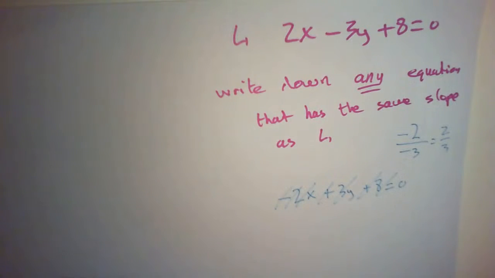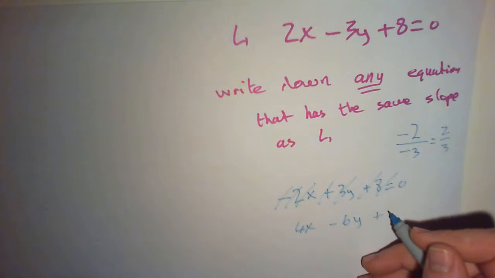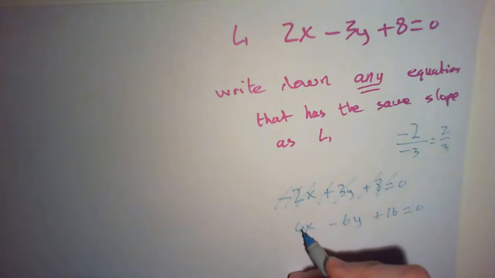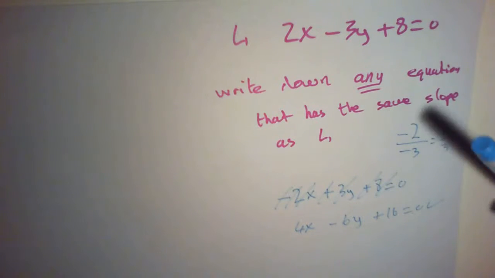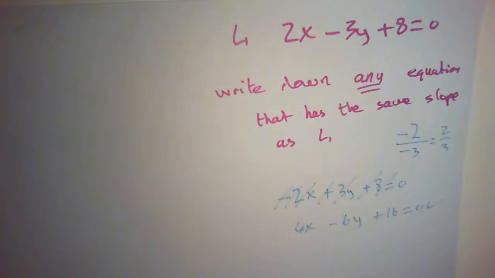Well, listen, you could cheat. Double everything: 4x minus 6y plus 16. Isn't that the same thing? Let's just check it. Minus 4 over minus 6 is the same as 2 over 3. Yeah, that one works. And you could keep going forever. You could find any amount of multiples that will work. But here's the rub.